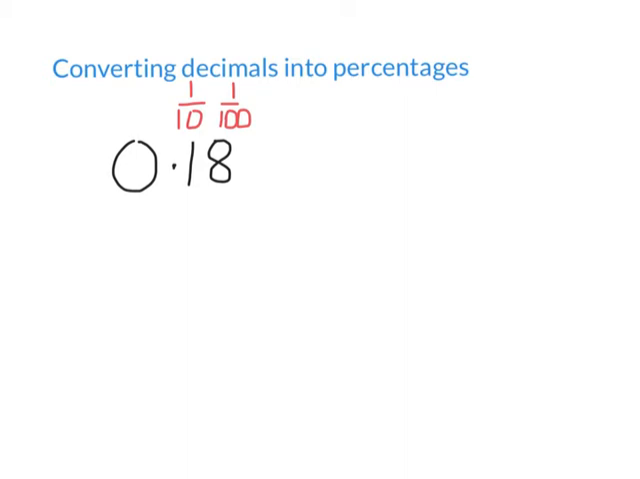And percentages, we're always going to be thinking parts of 100. So 0.18, I'm going to use the fact that this column becomes the hundredths column, so 0.18 is in fact just 18%.